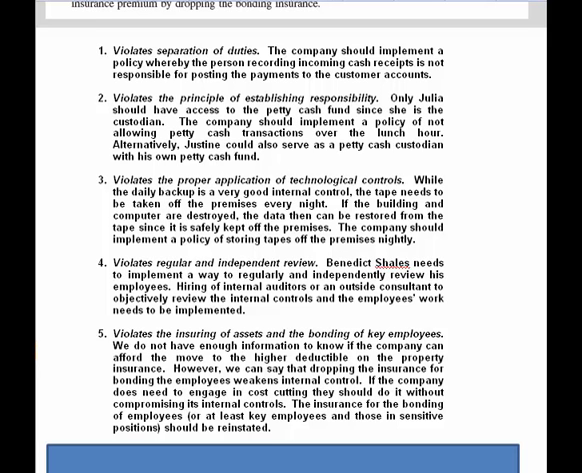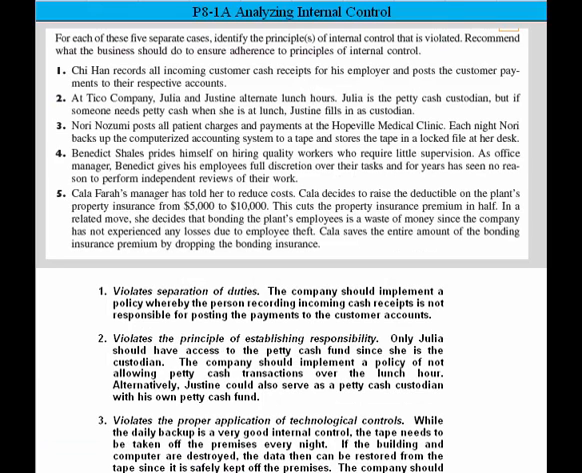Okay, and those are 5 different areas, and we've taken a look at some principles of internal controls and analyzing some situations. Thanks, everyone.